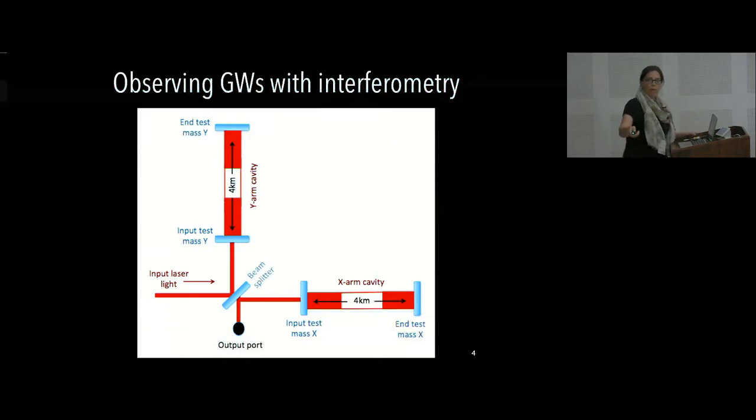So we have some input laser light that enters the interferometer. It's split at a beam splitter. 50% of it goes down what we call a Y-arm, and 50% goes down an X-arm, circulates in these arm cavities. And then when it recombines at the beam splitter, if either of these arm lengths have changed relative to the other, this will induce an interference pattern at our output port. So we're just counting photons, the number of photons over time, and this is our gravitational wave signal.